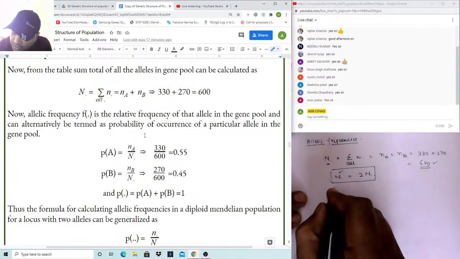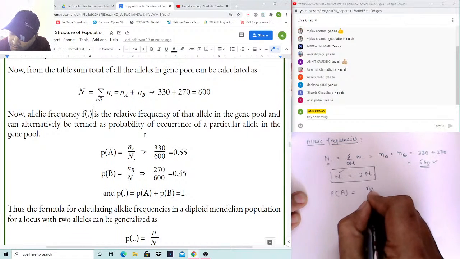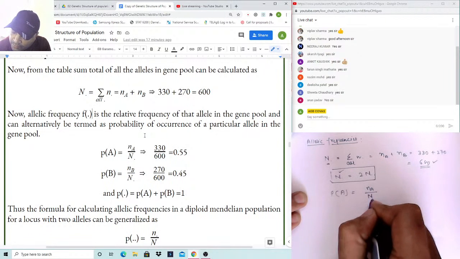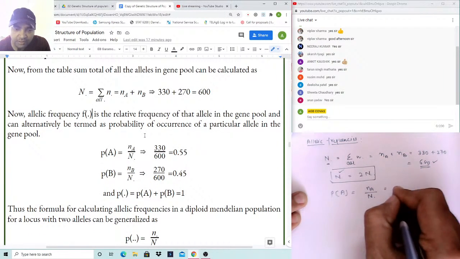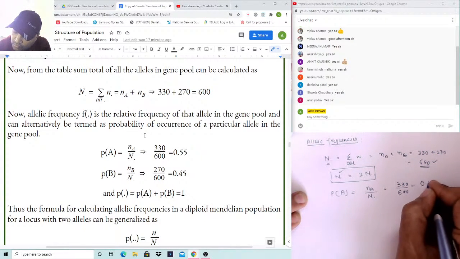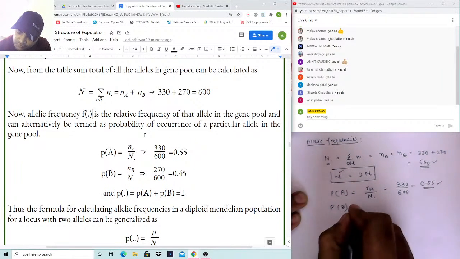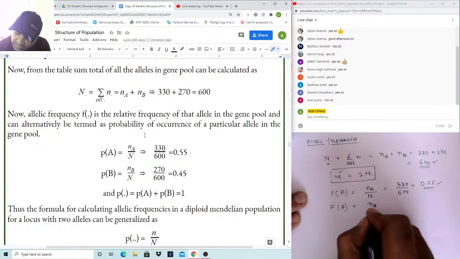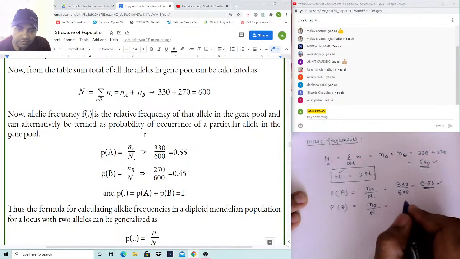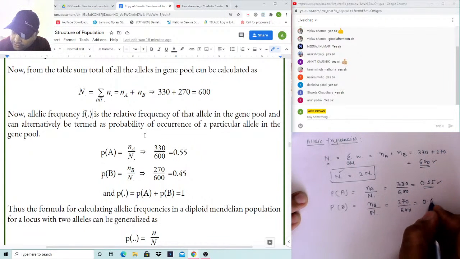Say, for example, I want to find the probability of the first allele. It will be nothing but the number of those alleles in the gene pool divided by the total number of alleles. So it will be 330 divided by 600, which is equal to 0.55. Similarly, for the second allele, you find the number of that allele in the gene pool divided by the total number of alleles in the population. So it will be 270 divided by 600, which is 0.45.